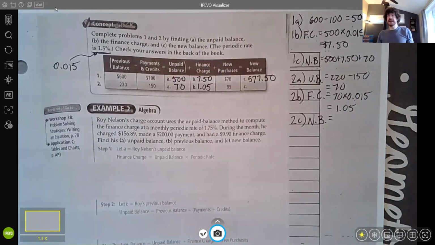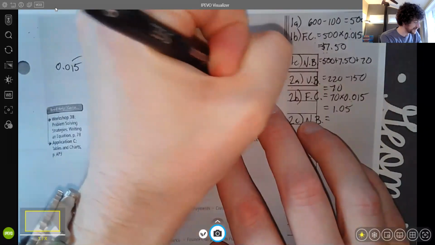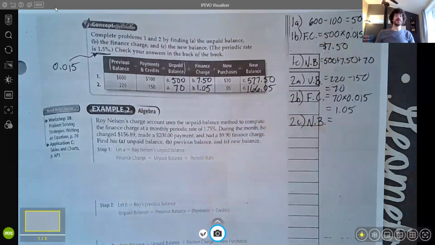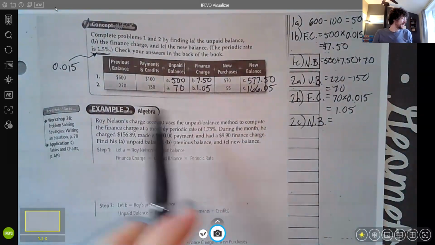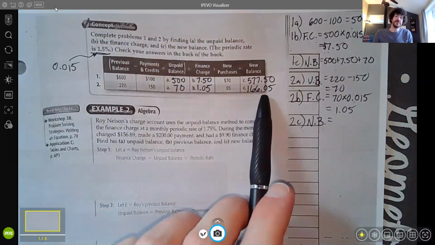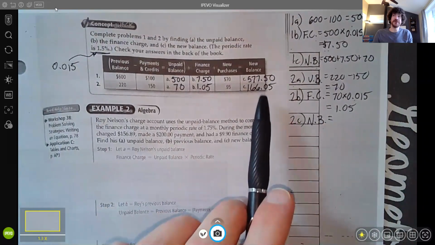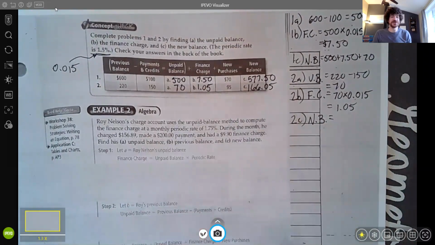I know what it's like to not have glasses or contacts in, for sure. It's annoying. 166.05. There we go. Perfect. So the new balance, $166.05. So as long as this entire balance is paid in full by the next month, then they're not going to have any additional finance charges moving forward.